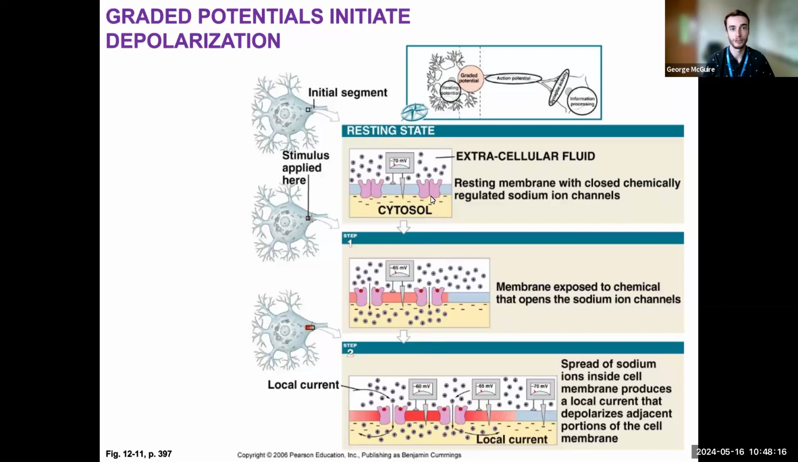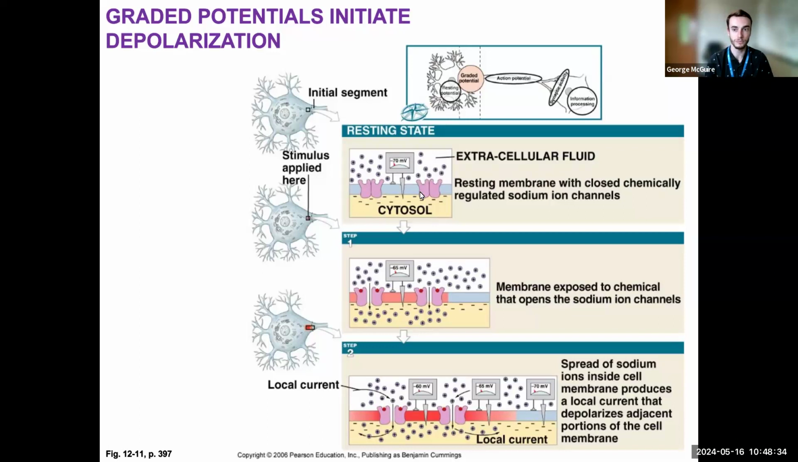If they do not reach that negative 60 millivolt threshold, no action potential starts. And so that is going to come from a combination of signals. Some signals are going to depolarize the membrane. Some signals are going to hyperpolarize the membrane. And so if depolarizing signals are stronger than the hyperpolarizing ones, then you get an action potential. If not, they cancel each other out.